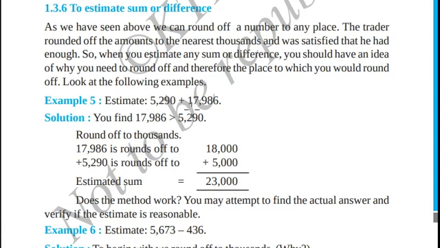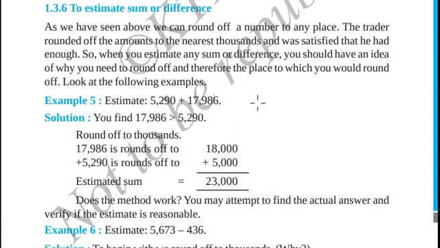We can round off 17,986 to 18,000, since 17,986 is nearer to 18,000, and we will round off 5,290 to 5,000, because 5,290 is nearer to 5,000. So we will add the approximated numbers. We will get the approximated sum, that is 23,000.